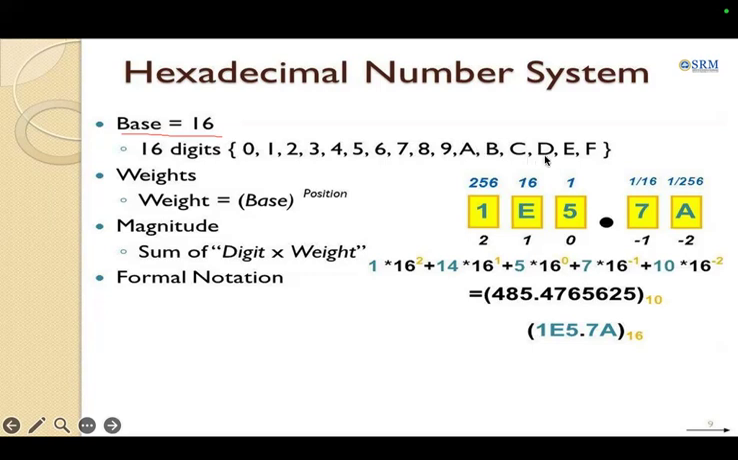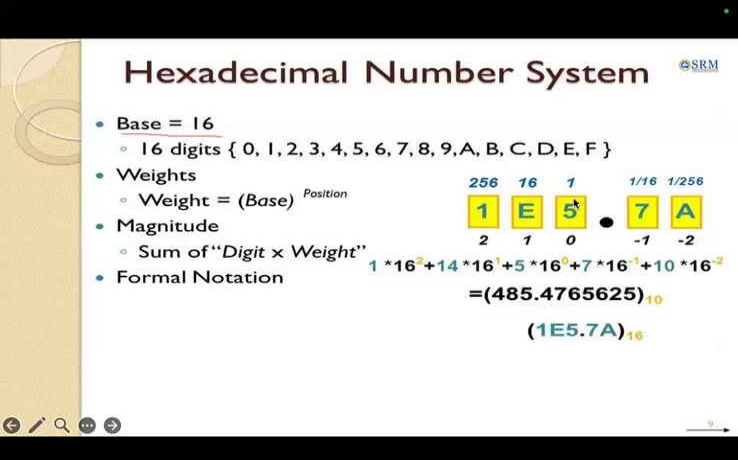called A to F. So 10 is represented by the letter A, 11 by B, for C it is 12, for D it is 13, for E it is 14, and for F it is 15. So the base for the hexadecimal number system is 16.